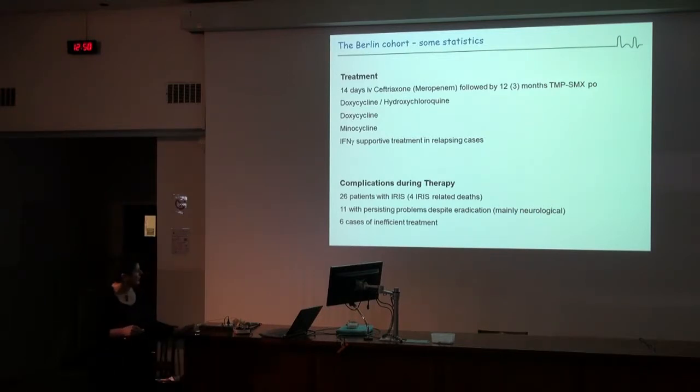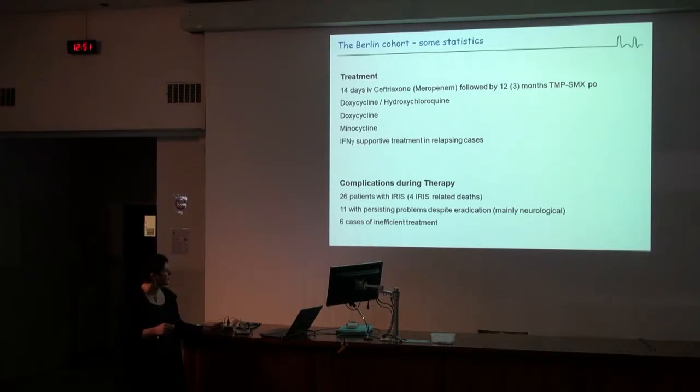We have some complications during the therapy. The most frequent complication is immune reconstitution inflammatory syndrome, IRIS, which affects around 10% of the patients. Most of them were previously treated with immunosuppressive drugs before the diagnosis of Whipple's disease. It is a really dangerous complication, because we had 4 IRIS-related deaths at the beginning, when we did not know what IRIS was. Some of the patients really died from symptoms of IRIS. Another major problem is the persistent symptoms in neurological cases despite successful eradication of Tropheryma whipplei, and we have 6 cases which received only inefficient treatment, but those were mainly patients who only received doxycycline for a short period of time.